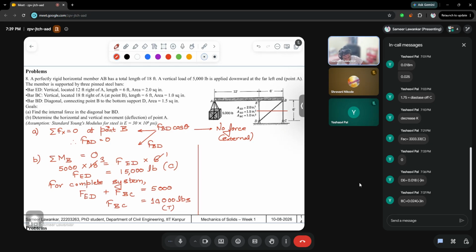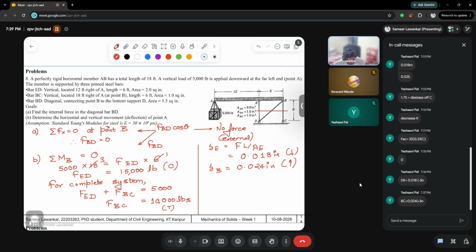Now just use the value of delta E. What is delta E? Delta is nothing but equal to FL upon AE. Everything is given to you. Now if you actually calculate it, you will get this value as 0.018 inches in downward direction. And similarly, if you calculate delta B, again everything is given to you, FL upon AE, you will get this value as 0.024 inches.